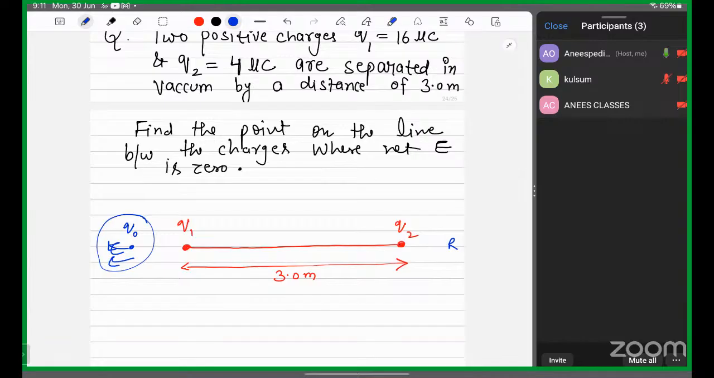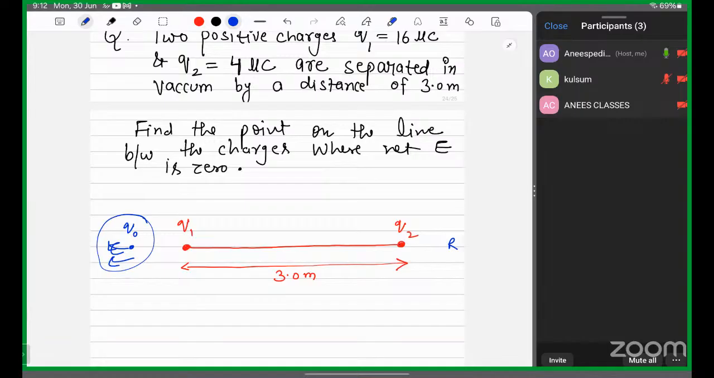So E is not going to zero in the left region. Yes, but if you go very far from this arrangement, then obviously E will be zero at some point, but that point will be at infinity. Similarly for the right region. So there is only one choice left to find the point where E will be zero. It means it will be somewhere in between.